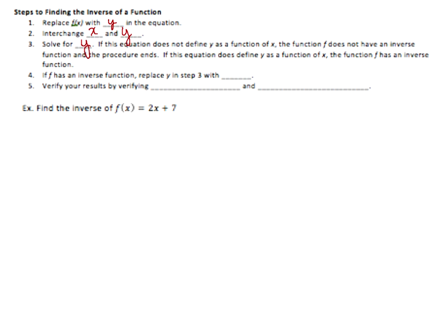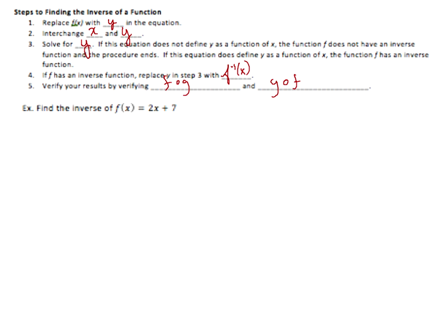Then you solve for y. If this equation does not define y as a function of x, the function f does not have an inverse function and the procedure ends there. If the equation does define y as a function of x, the function f has an inverse function. If f has an inverse function, replace y in step 3 with f inverse of x. Verify your results by composing both ways.